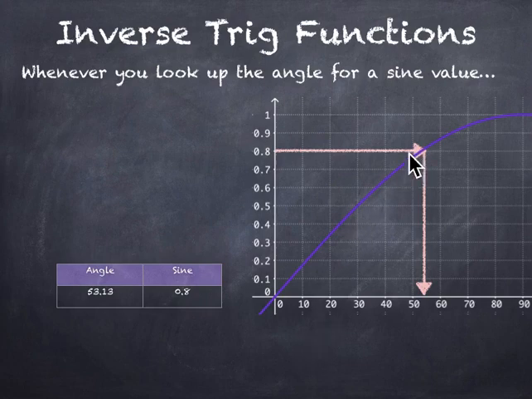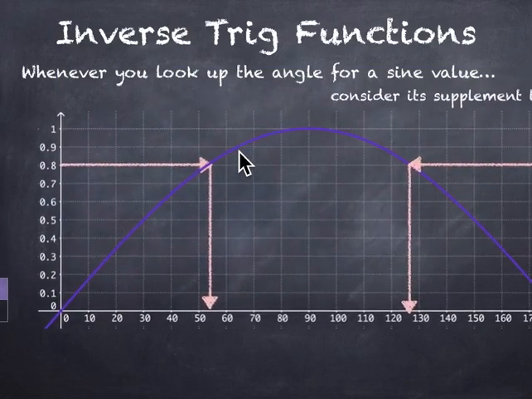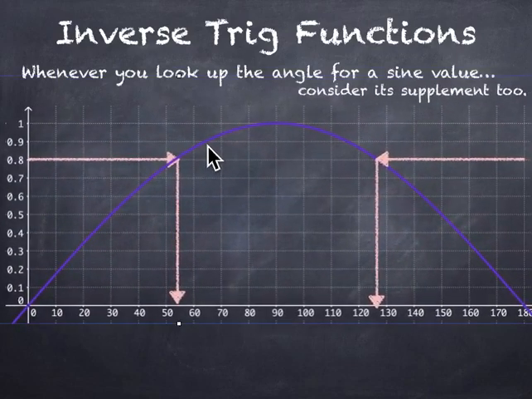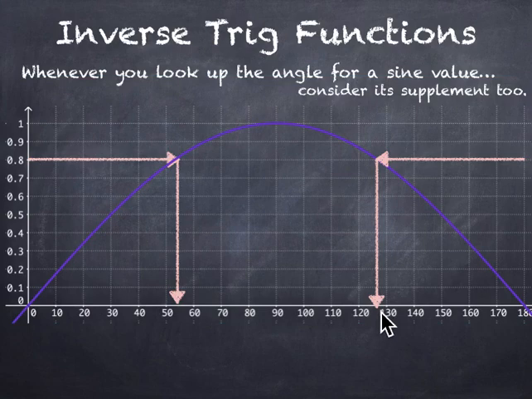There's another angle that gives us a sine value of 0.8. And that other angle we can only find if we consider the entire curve. If you notice, here is another spot where this curve reaches a height of 0.8, and that is close to 120 something degrees. Specifically, this 120 something degrees is the supplementary angle to the 53 that we found earlier. Supplementary means that you can find it by subtracting from 180. And in general, if you're going to look up an angle for a sine value, you really ought to think about maybe its supplement too.